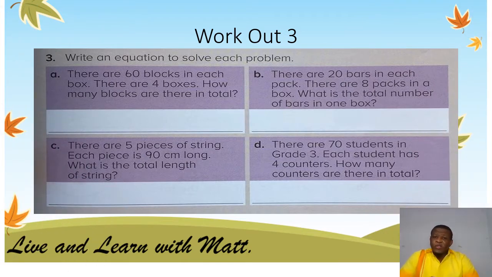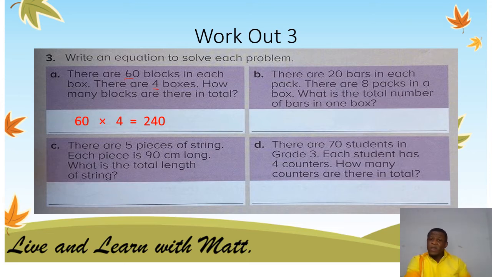Write an equation to solve each problem. Part A. There are 60 blocks in each box. There are 4 boxes. How many blocks are there in total? So we have 60 blocks. So we can use 6 times 4 to figure out 60 times 4. 6 times 4 will be 24, right? So therefore 60 times 4 will be 240.